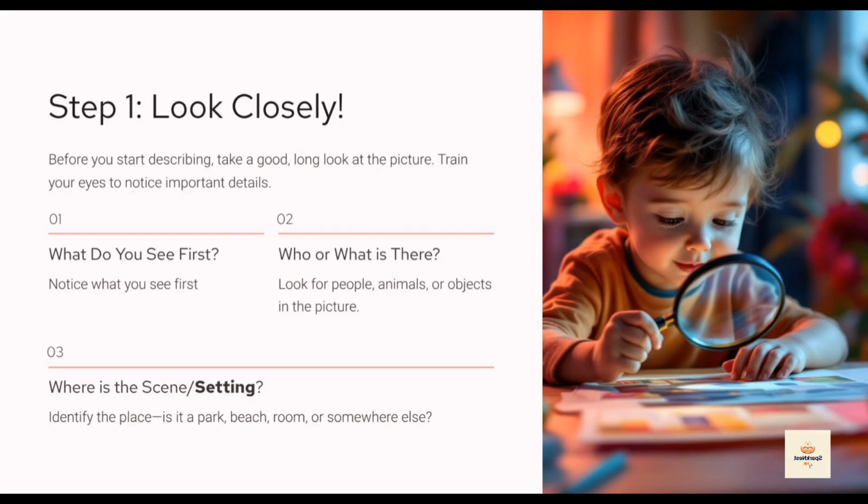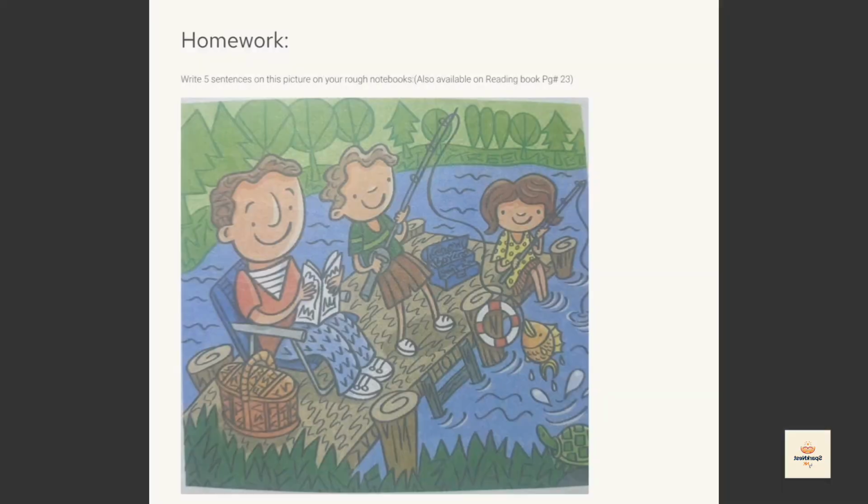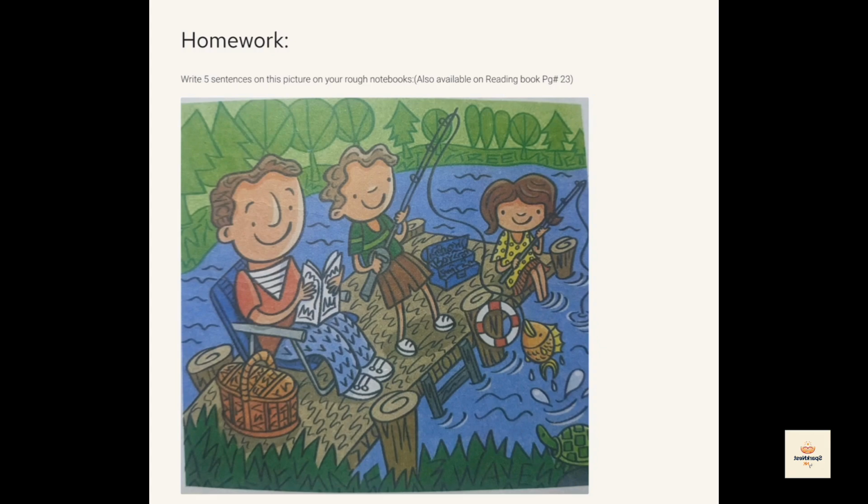Third, scene setting. This means where the picture is taking place. Is it in a park, classroom, market, playground, or at home? Look at the background to understand the place.